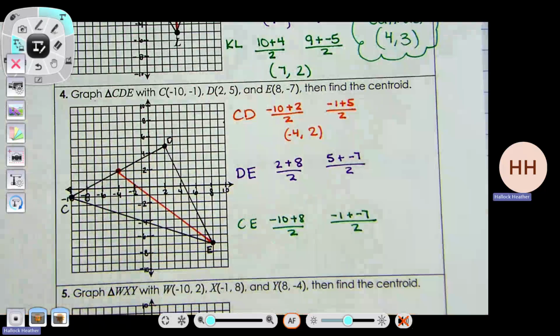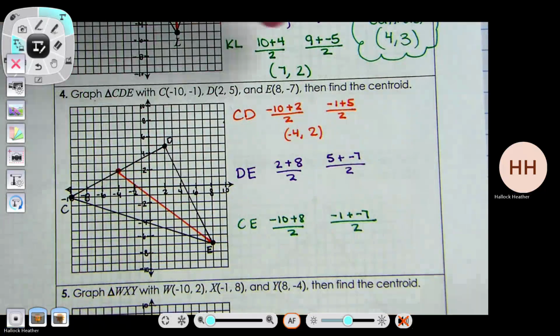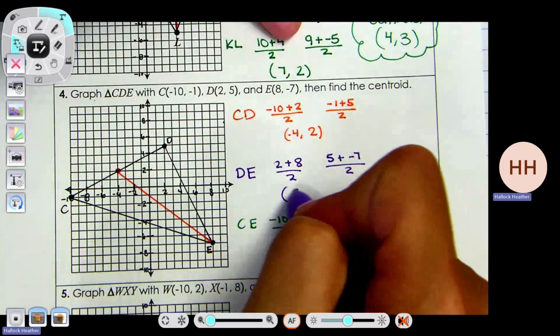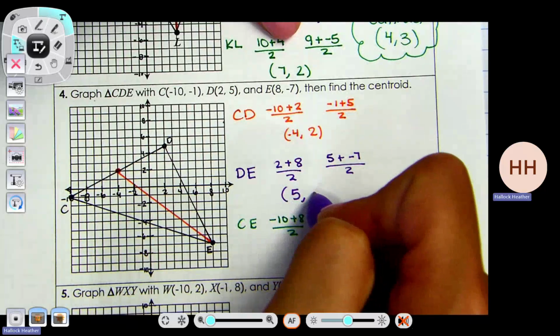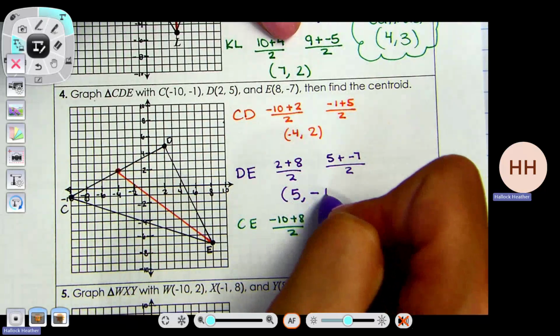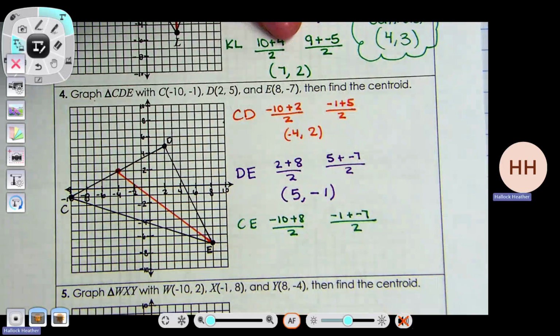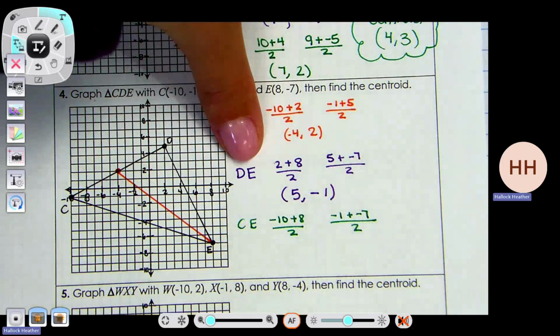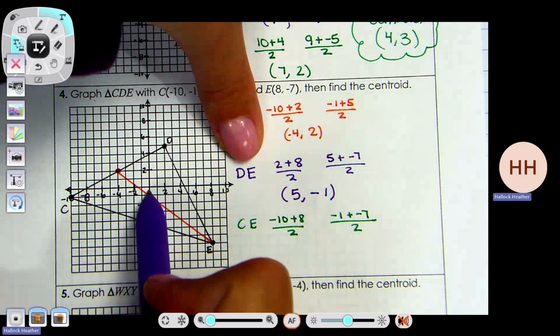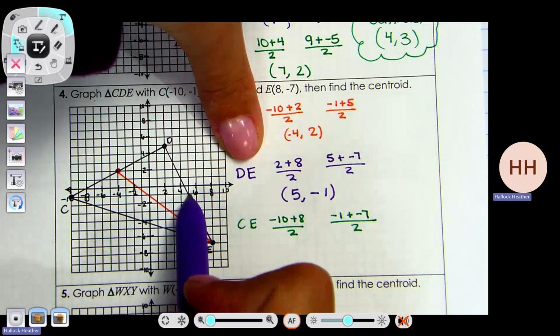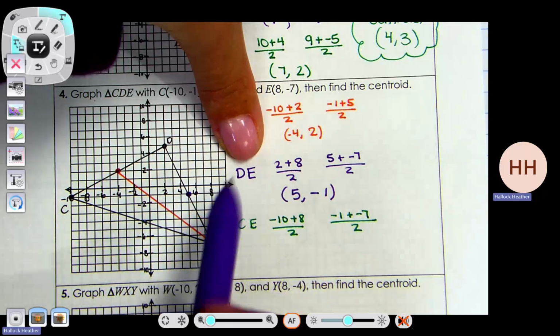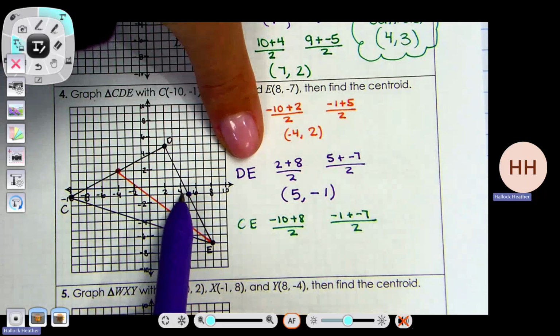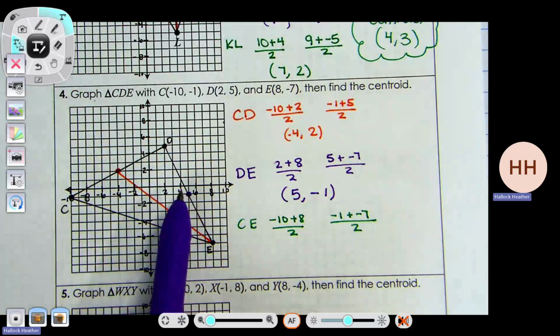What's the midpoint for DE? 5, -1. So we're gonna plot that. That should fall in the middle of DE. 5, -1. Wow, these are really turning out perfect this time. So then I'm gonna connect that to the opposite vertice. The opposite vertice is C.